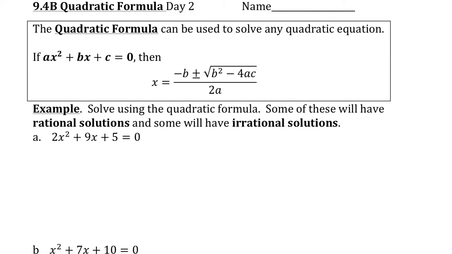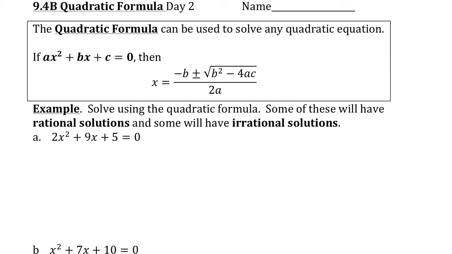Okay, in 9.4b, we're going to continue using the quadratic formula. Yesterday, all the answers were irrational. Today, some will be rational and some will be irrational. Remember, in order to use the quadratic formula, we need to be in standard form, highest degree to lowest degree, and that needs to equal 0. And then we can use this formula to find our x values or whichever variable we are finding.